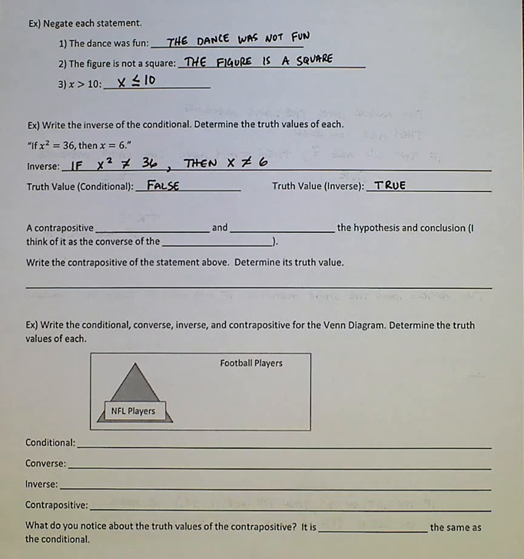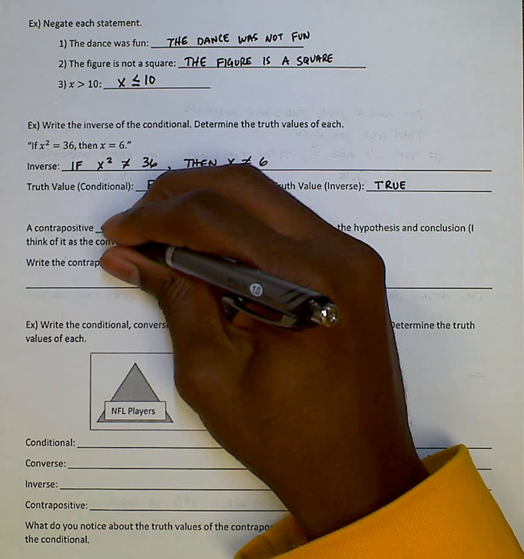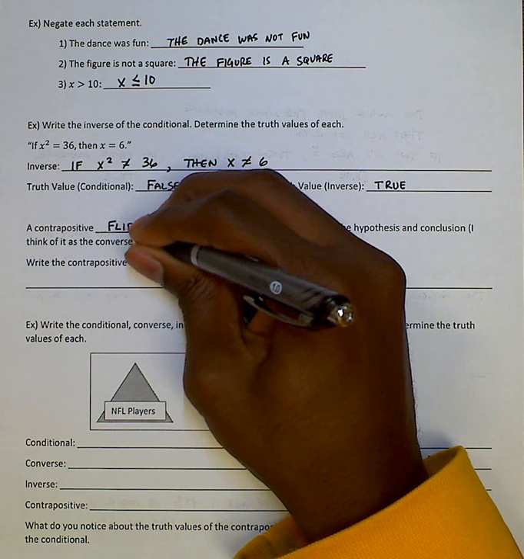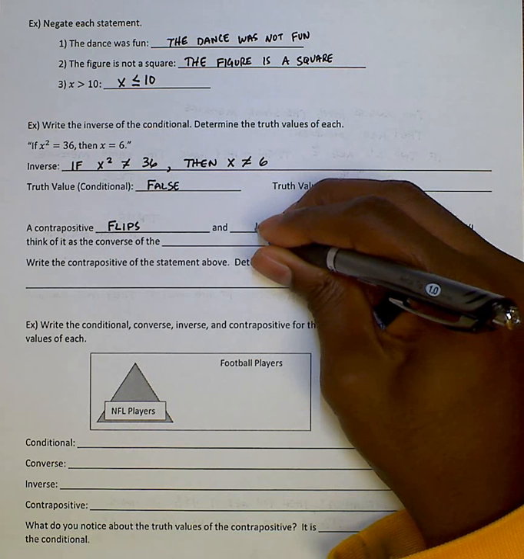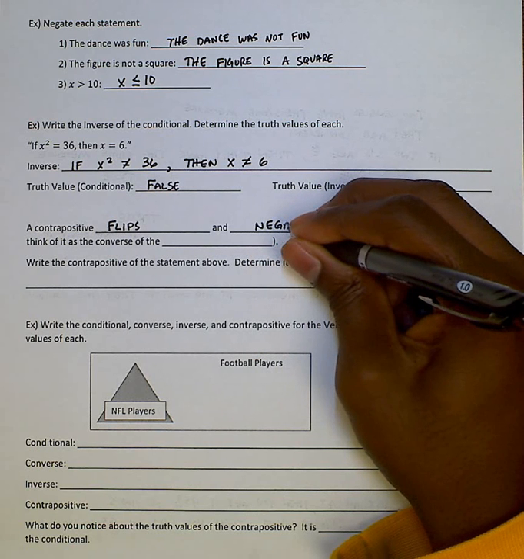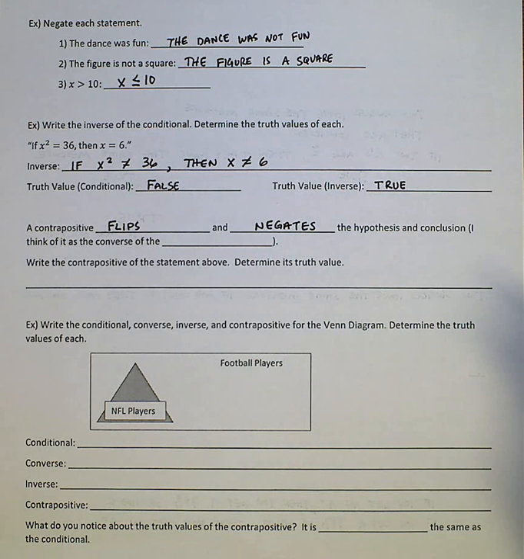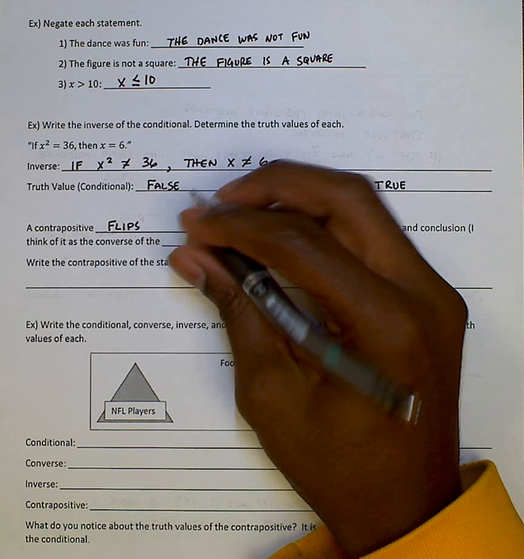All right. A contrapositive flips and negates the hypothesis and conclusion. Flips and negates the hypothesis and conclusion. Think of it as the converse of the inverse.